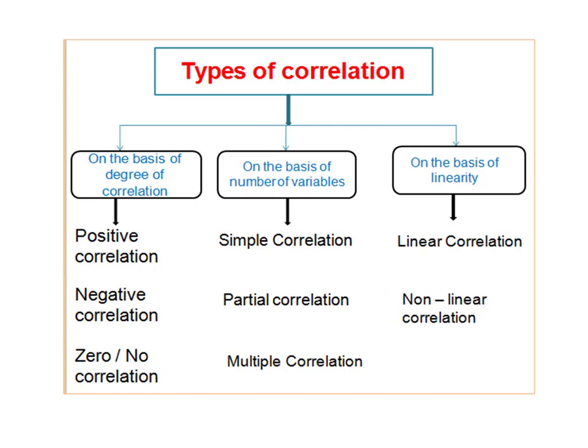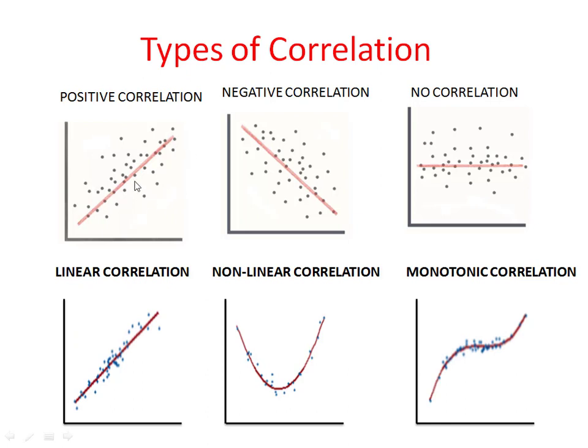On the basis of linearity, linear correlation and non-linear correlation. This is the diagrammatic representation of positive correlation, negative correlation, no correlation. Linear correlation. A correlation is linear when two variables change at a constant rate, satisfying the equation y equals ax plus b.